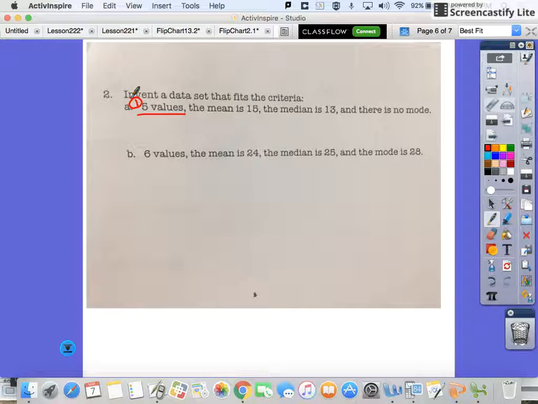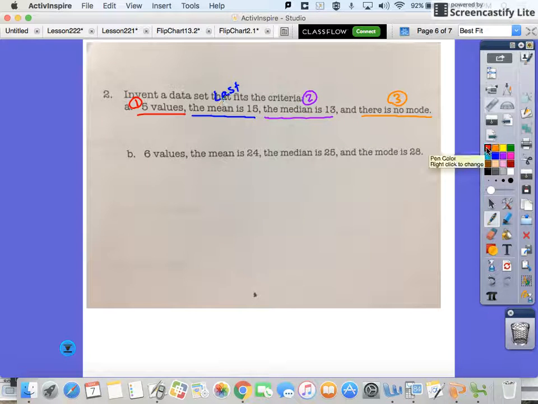Next, it says the mean is 15. When it tells us the mean, this is what I deal with last. It's the biggest pain. The median is 13. This is what I usually deal with second. And then last, it says there is no mode. I'll try to deal with that third, okay? So this is the last thing we'll deal with.